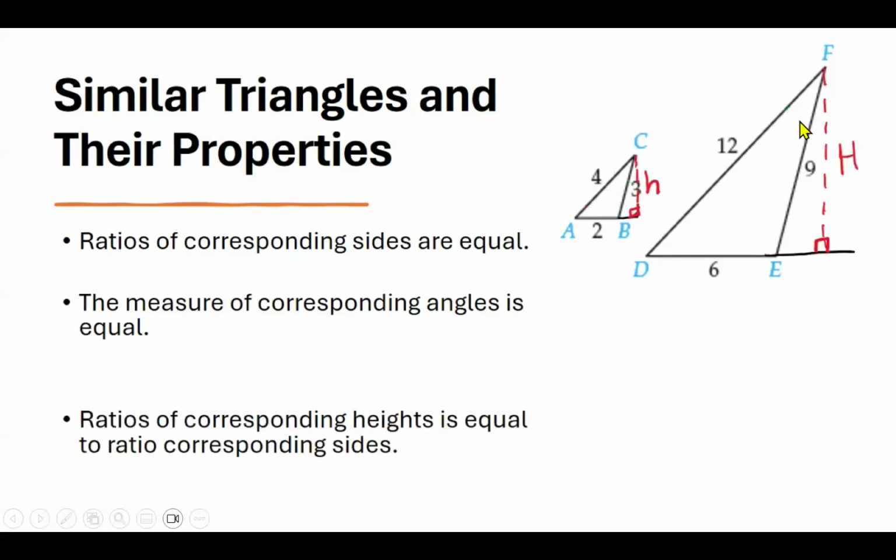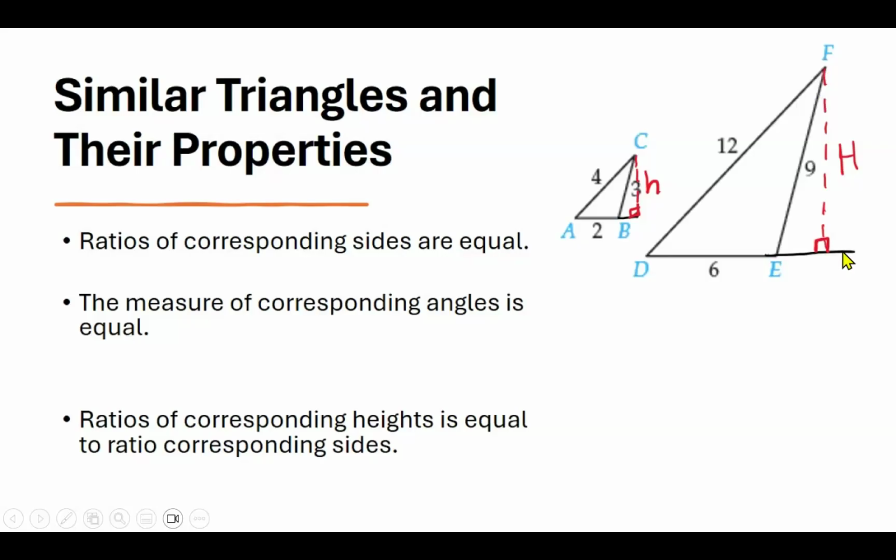Okay, one more property. This one is actually a consequence of the top one, so we're putting it as a different one, but it pretty much is the same. If you take the ratio of the corresponding heights, then it's equal to the ratio of the corresponding sides. We saw before that every time I divide AB over DE, I got 1/3. So similarly, if I draw a height, it's going to be 1/3 of the height on the larger one.